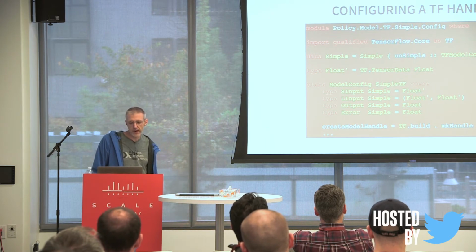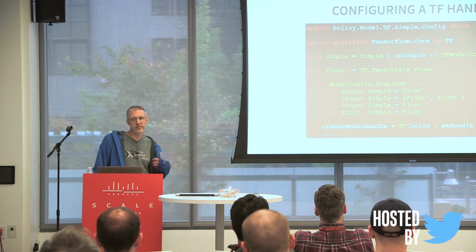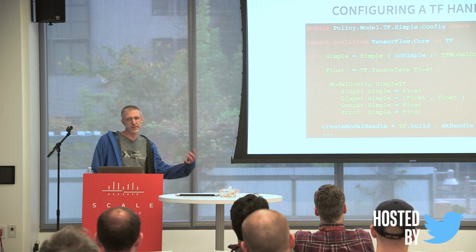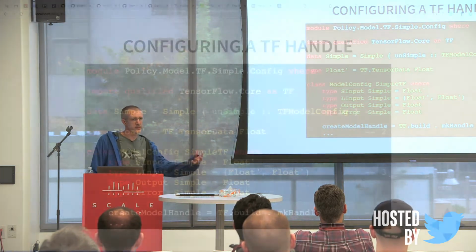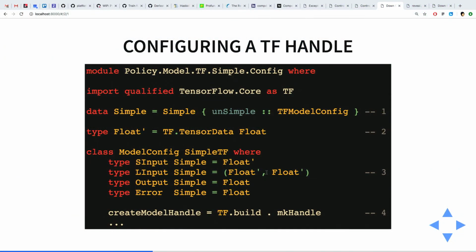And the reason they're float primes, where float prime just means tensor data float, is because I want this model to run inside of TensorFlow and consume data from within TensorFlow. I don't want to pipe necessarily data into that, and that's pretty common. But I'll actually generate outputs and errors outside of TensorFlow.